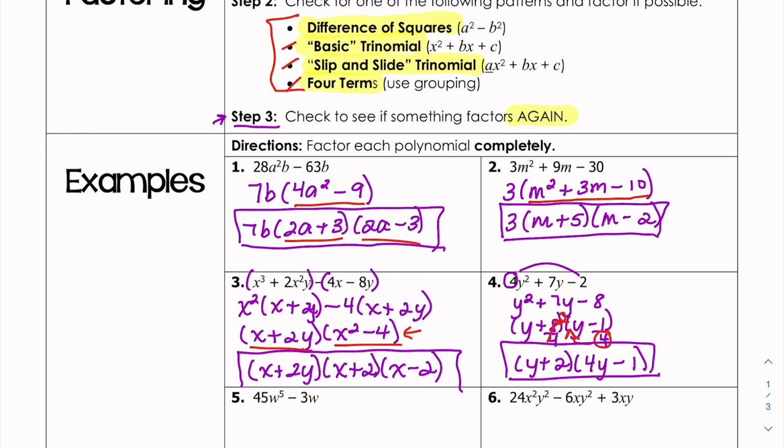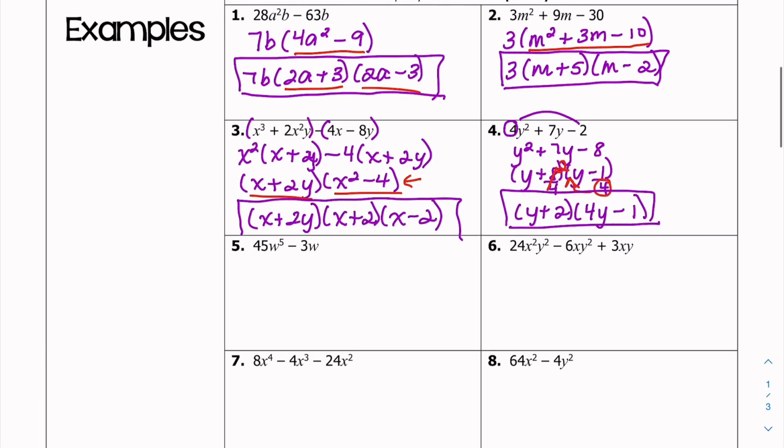All right, let's look at number 5. We have 45w to the 5th power minus 3w. So greatest common factor is always what we want to look for first. And for this one, our greatest common factor would be a 3 and then a w. So then we're left with 15w to the 4th minus 1.